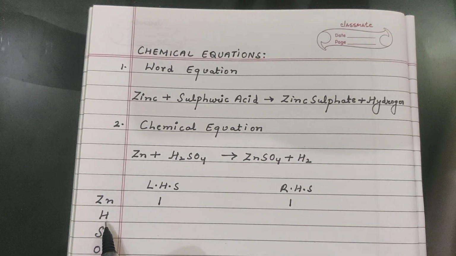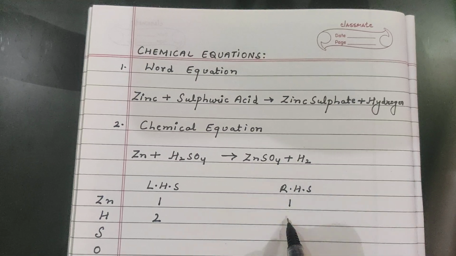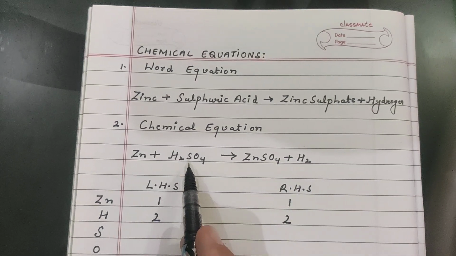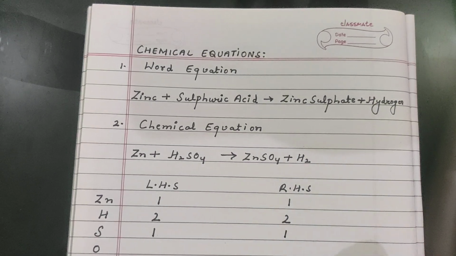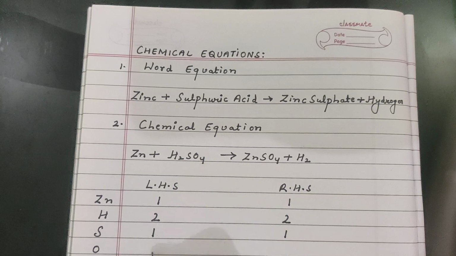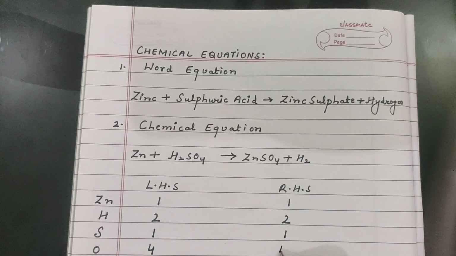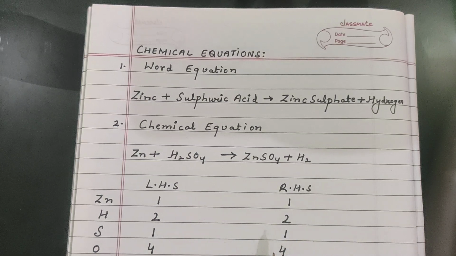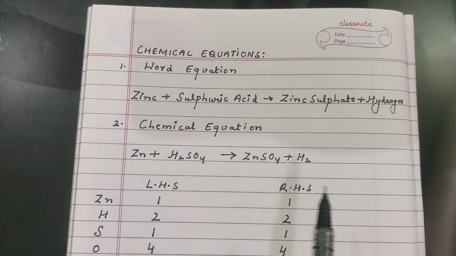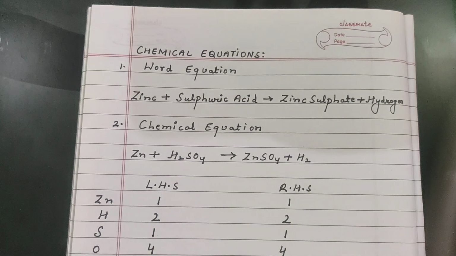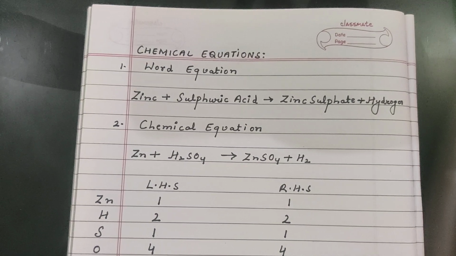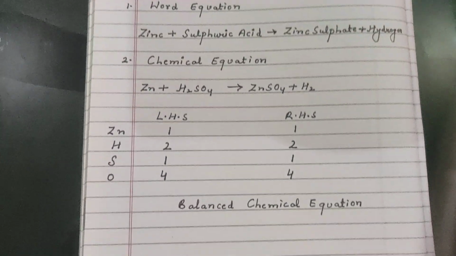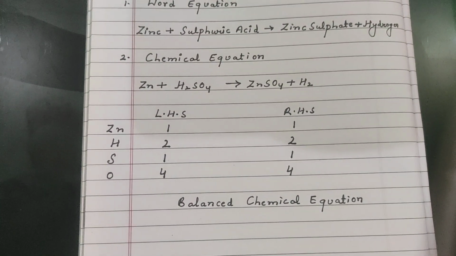Now let's come to hydrogen. The number of hydrogen atoms on this side is 2. The number of hydrogen on right hand side is 2. Next is sulfur. The number of sulfur atoms on this side is 1 only. And the number of sulfur atoms on this side is again 1. Number of oxygen atoms on this side is 4. Number of oxygen atoms on right hand side is 4. Such kind of chemical equation in which the number of atoms of each element on both sides are equal is called a balanced chemical equation.